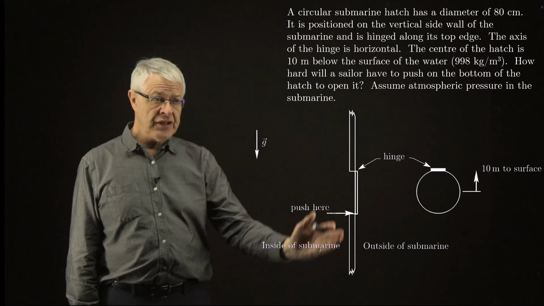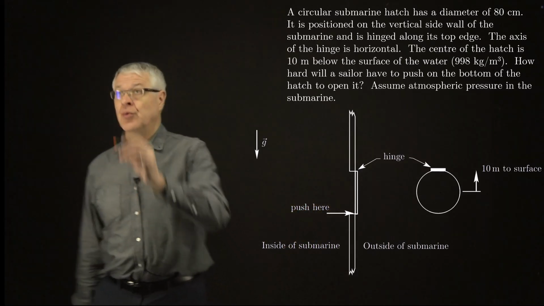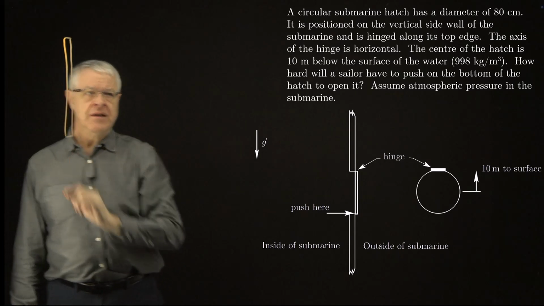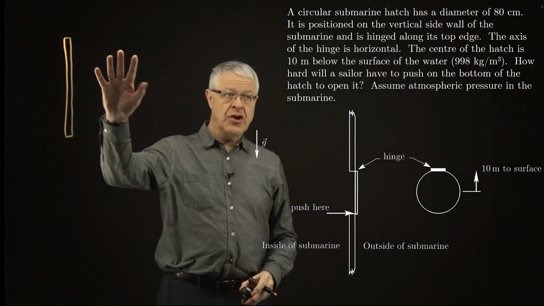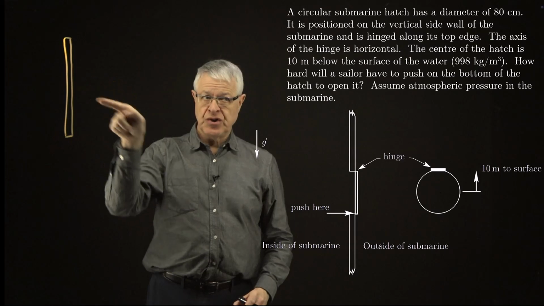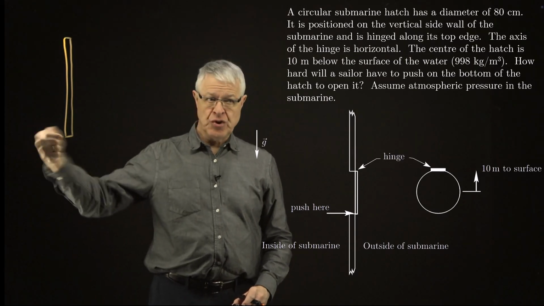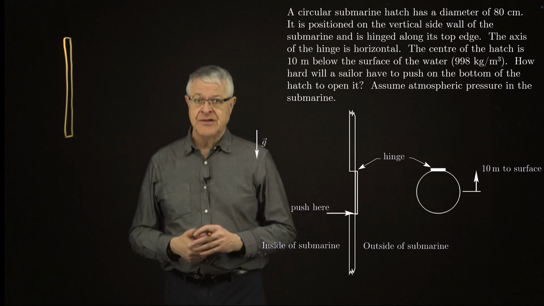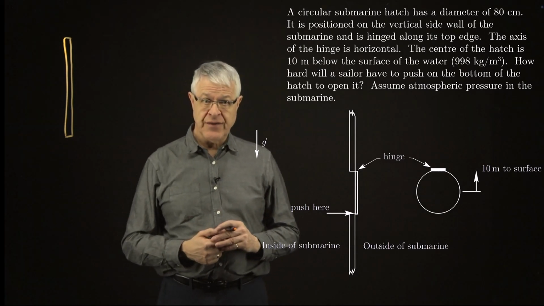And I'm going to show it in this view here. So we'll just reproduce the hatch here. So that's our hatch. The water is on this side. The inside of the submarine is that side. So the water is pushing this way, and the sailor is pushing there. All right? So now that's our free body diagram. We want to add to it some important things that free body diagrams have to have.